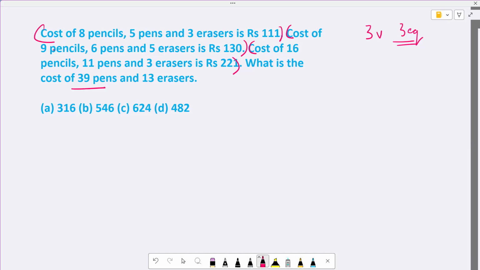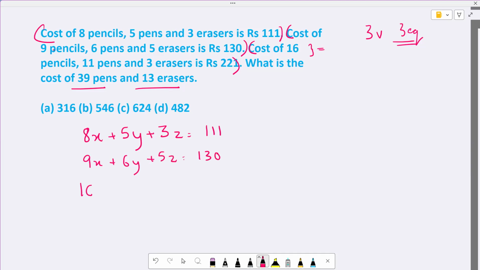So what is the cost of 39 pens and 13 erasers? This is what the question is asking, and the cost is given. I'm not reading the question since it is very similar to the previous question. The difference is that one extra equation is provided to us. So the cost of 8 pencils, I can assume it to be 8x, plus 5 pens plus 3 erasers is equal to rupees 111. The cost of 9 pencils, 6 pens plus 5 erasers is equal to 130. And the cost of 16 pencils, 11 pens, and 3 erasers will be equal to 221.